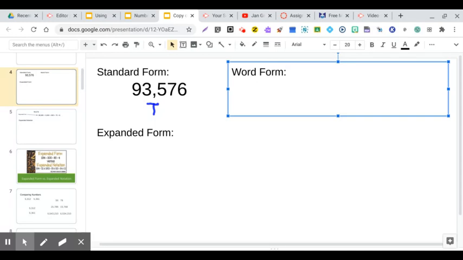So let's look at the beginning of our number right here. What number do we have right here before the comma? That's 93. So our word form starts off with those two words, 93. Then we have to put our comma word, which is the word thousand, and we put a comma. That helps us remember. Some teachers may ask you to circle this comma word, and it's a handy thing to do to help keep you organized.